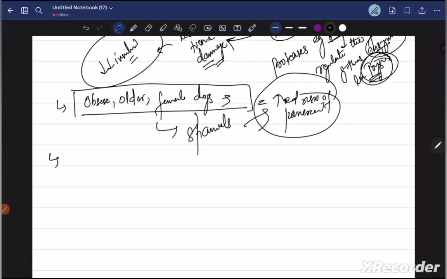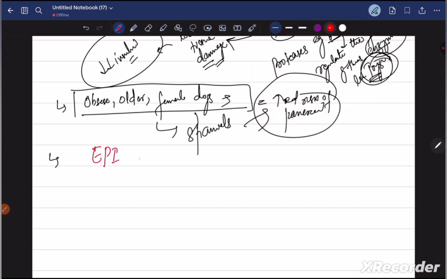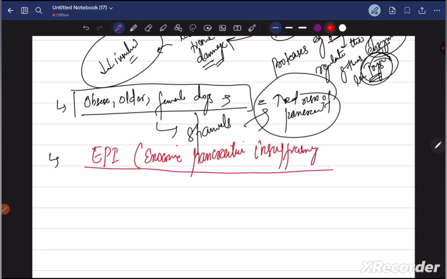And there is a term that's known as EPI. What is EPI? EPI is exocrine pancreatic insufficiency. What is exocrine pancreatic insufficiency? What happens in chronic pancreatitis in canines and felines? When we deal with pancreatitis, I will explain each and everything, but here you have to remember that in chronic pancreatitis there is EPI, that is exocrine pancreatic insufficiency.